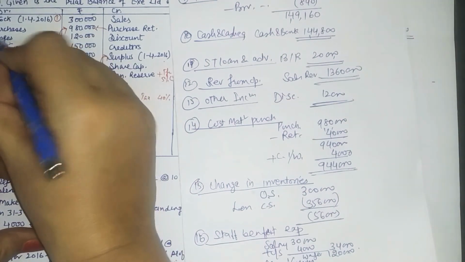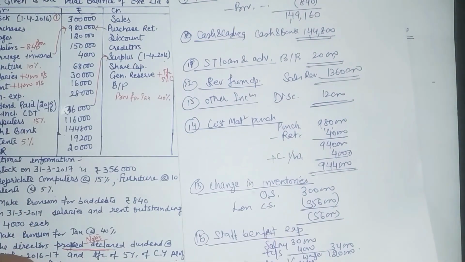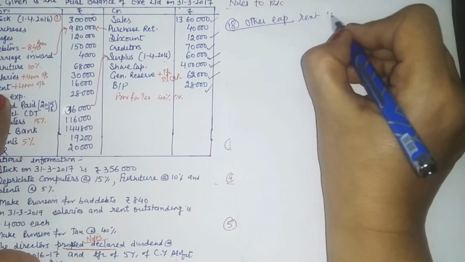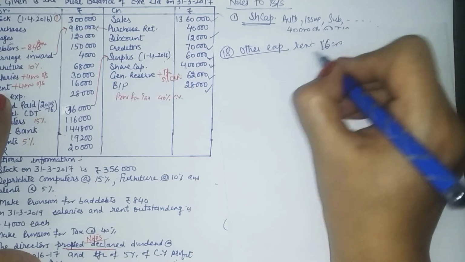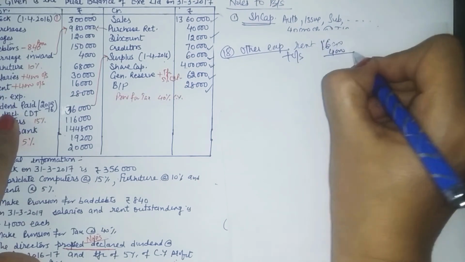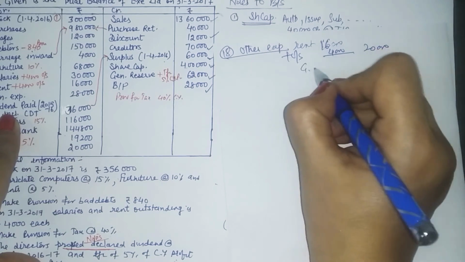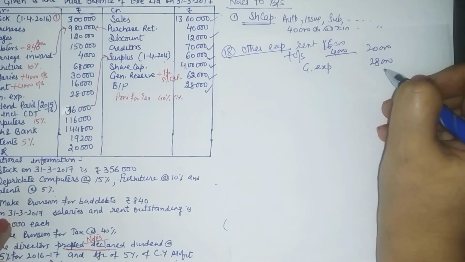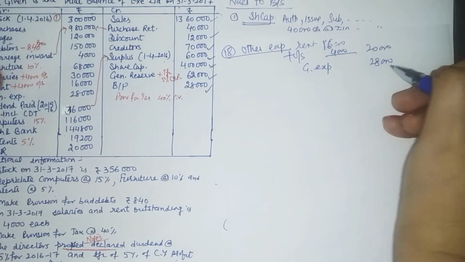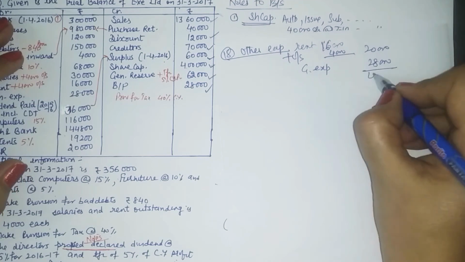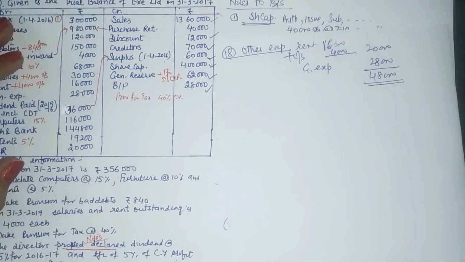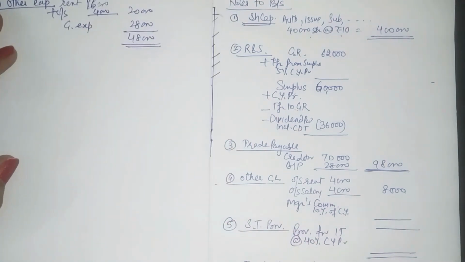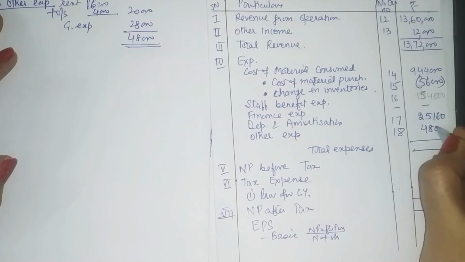Wages we have considered, carriage inward we have considered, rent is there. So other expenses will include rent 16,000 plus outstanding rent 4,000, that means 20,000. Then you have general expenses 28,000. Rest of the things have been adjusted, isn't it? So you have got 48,000. So 48,000 other expenses, we will record it here, 48,000.